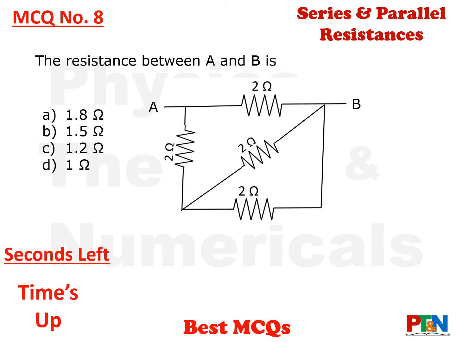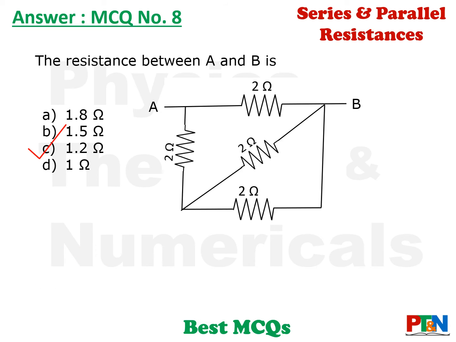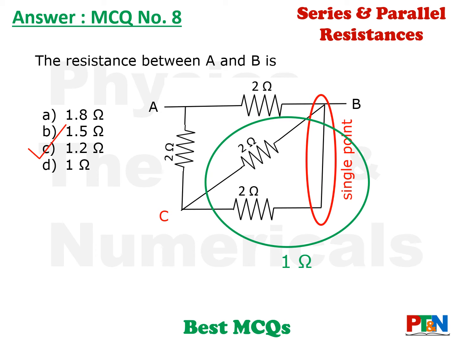Time's up. Let's see the answer. The answer is option C, 1.2 ohm. Let's see how it is. Again, let's go step by step. So this vertical line is basically a single point. The entire vertical line is point B. And now you find the equivalent resistance between point C and point B. That is basically two 2 ohm resistances in parallel. So it will give you 1 ohm. So now it has become easy for you.